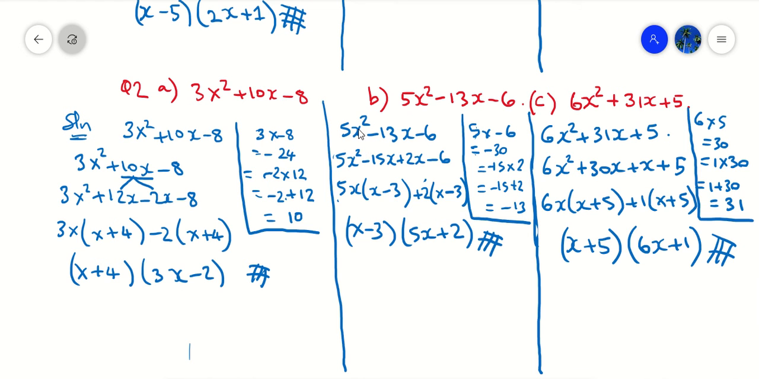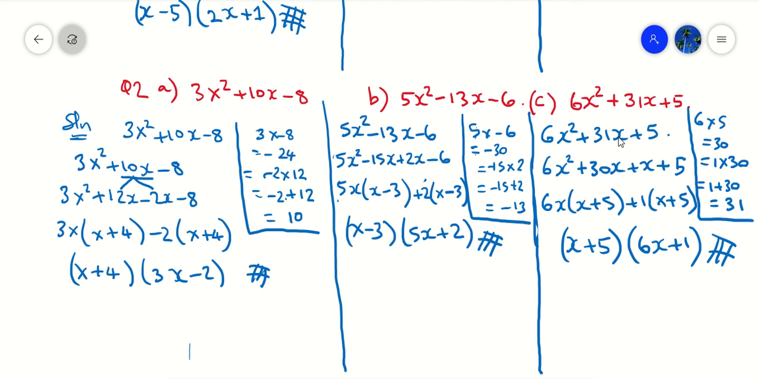The same thing at part B, multiply A times C, which is 5 times minus 6, and gives me minus 30. And then the factors of minus 30, which are minus 15 times 2. If I use this minus 15 plus 2, it gives me minus 13. Use this minus 15 plus 2 to find the factors of negative 13.